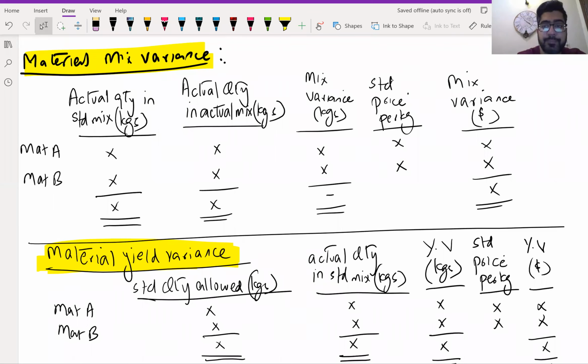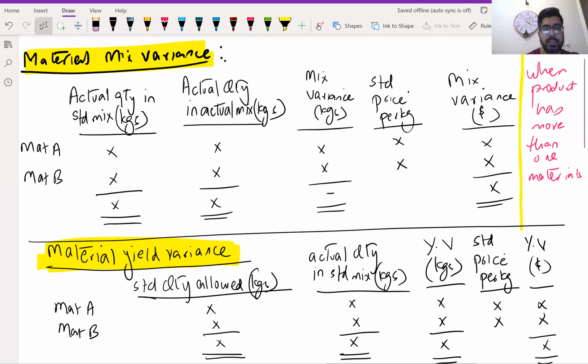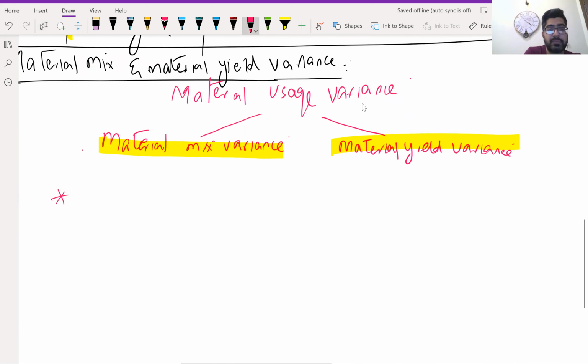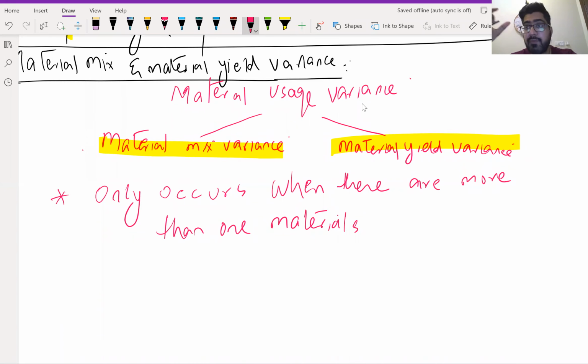Now, material mix variance. Remember, these variances, mix and yield, will only occur when the product has more than one material. So I want you to write these two things. First, material usage variance is broken into two parts, mix and yield. And second, these variances only occur when there is more than one material. If the product you are making has more than one material, only then is there a mix. You cannot say mix is a single thing. When you are making a product having more than one material, then the term mix arises.